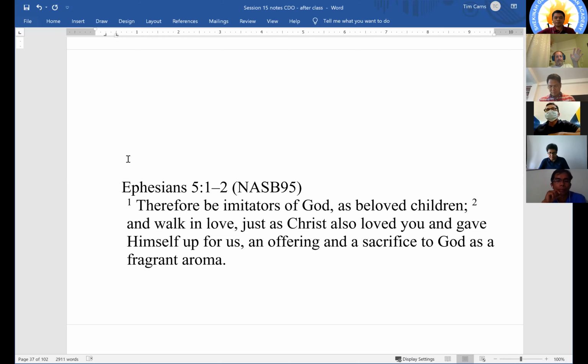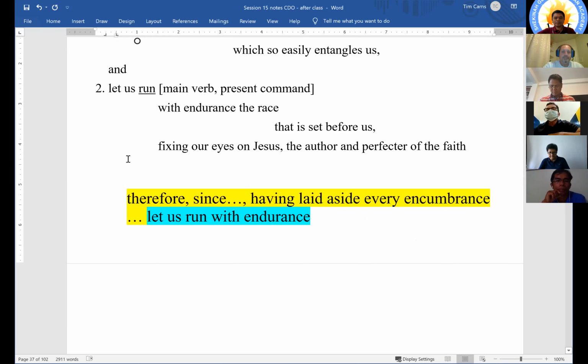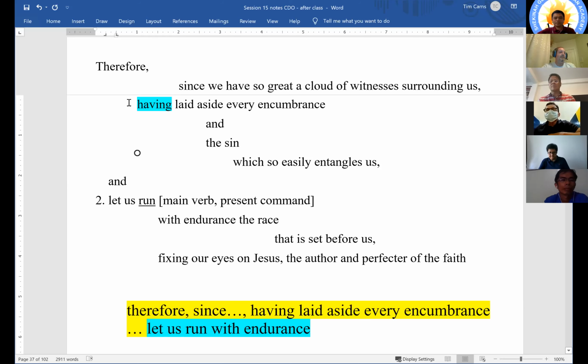All right? Like I said, when you understand these diagrams, then we understand, okay, I have a participle here, so that's not the main sentence. It's modifying something else. In this case, it's modifying the main verb run, describing, because this has happened, let us run. So when I preach it, I don't have 2 points, I have 1 point, because that's my main sentence.